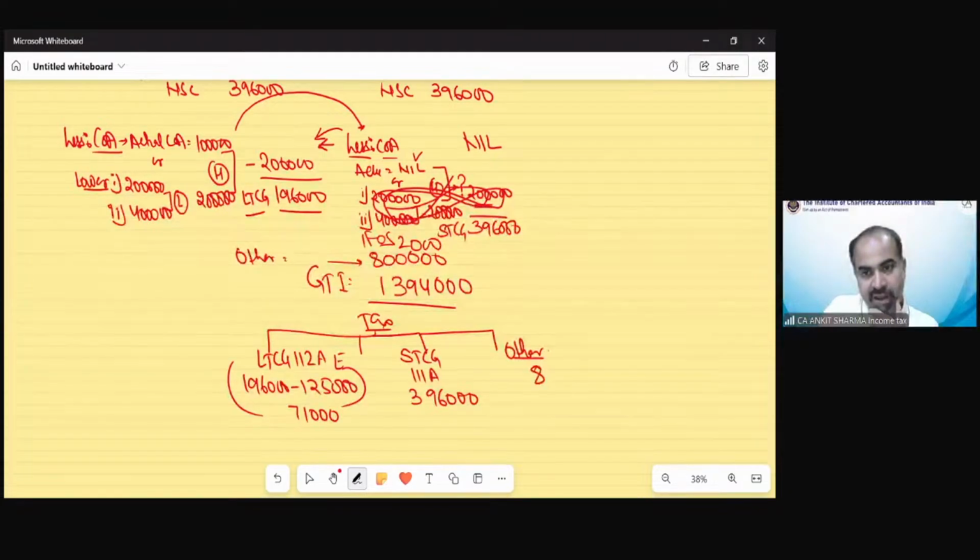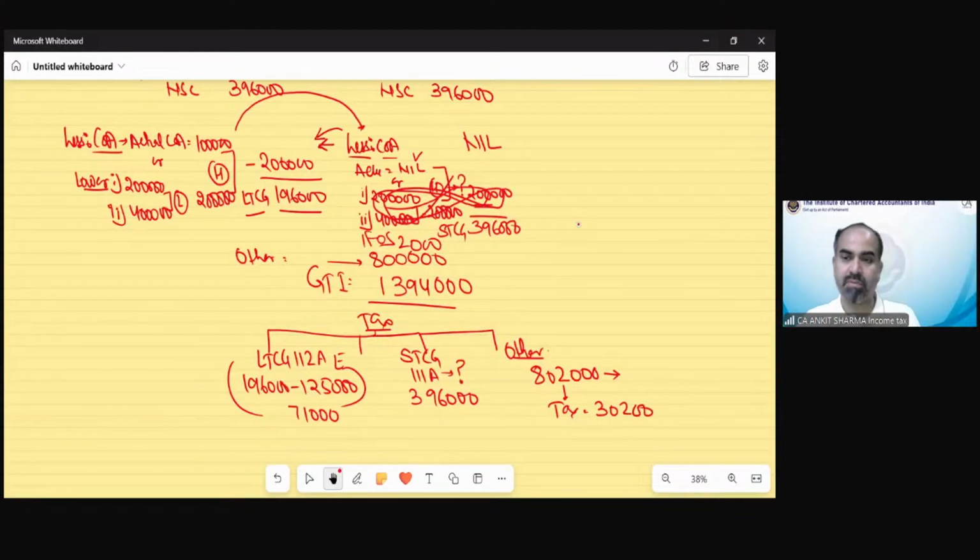which is 8,02,000. We have to follow the default tax regime. According to the default tax regime, we will apply the slab rate: up to 3 lakh rupees it's nil. The remaining 4 lakh is going to be charged at 5% and the balance at 10%. So the tax on this would be 30,200. What is the tax rate we need to apply in case of 111A?